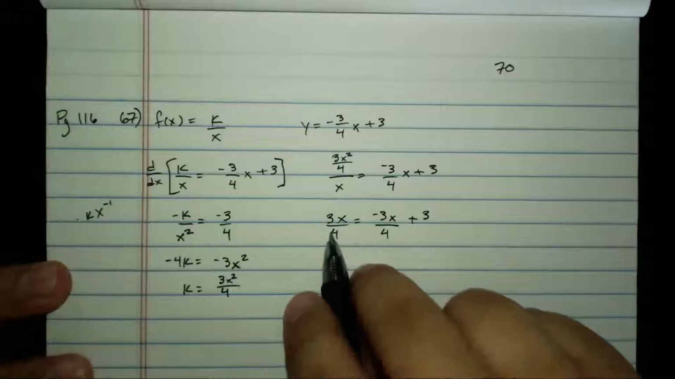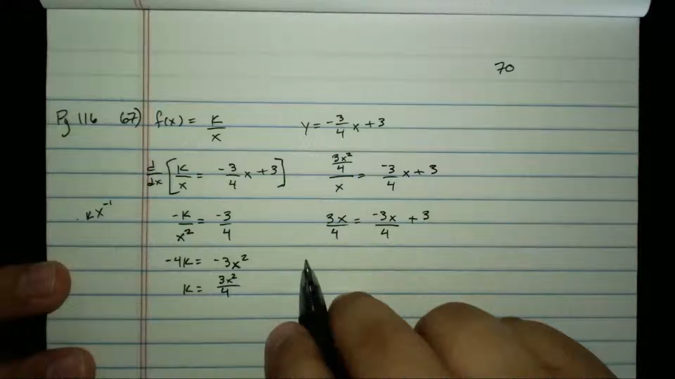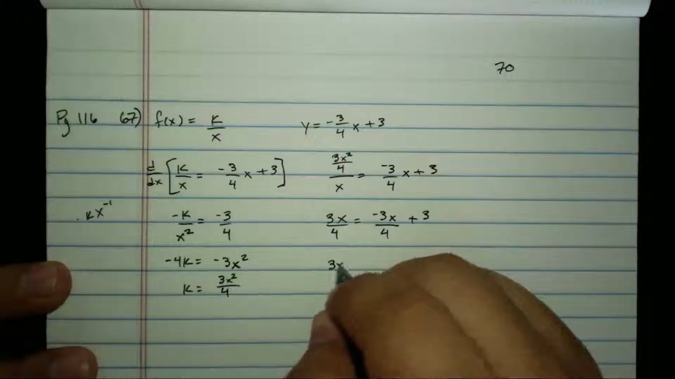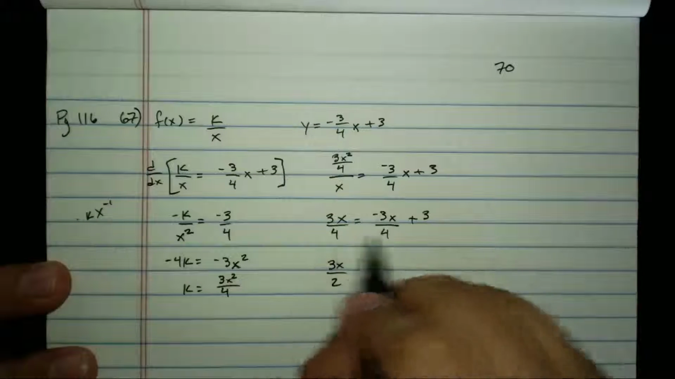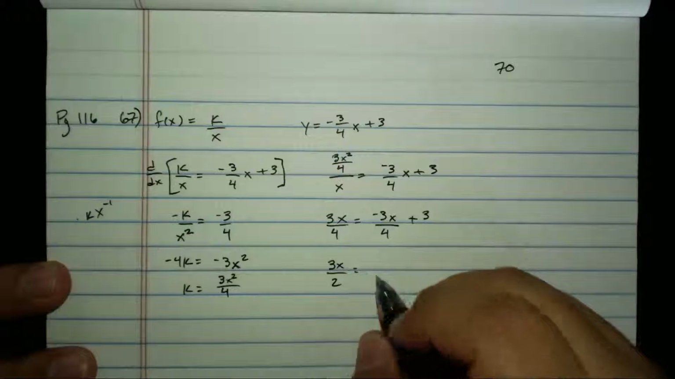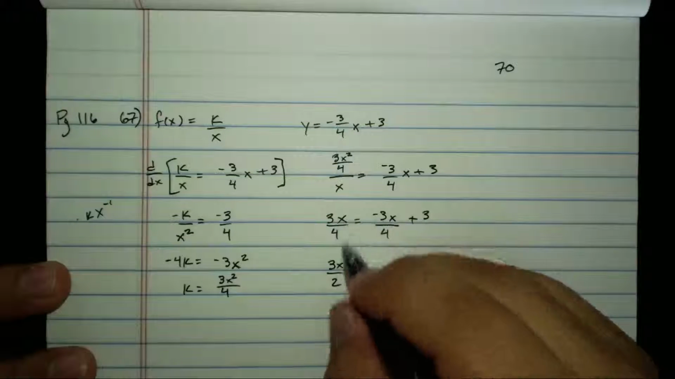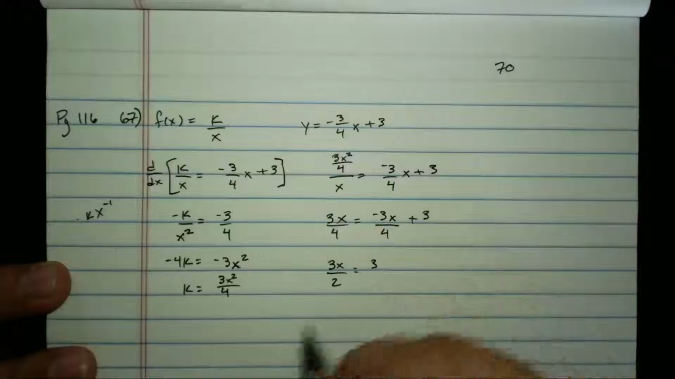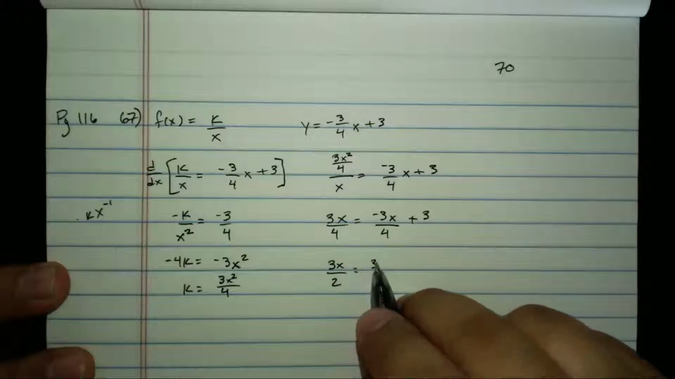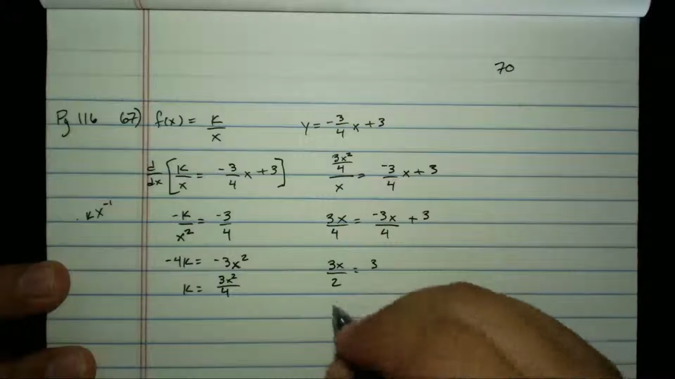Add 3x over 4 to both sides. That would give you 6x over 4, so 3x over 2. When you add 3x over 4 to both sides, you get 3x over 2 equals 3. Multiply both sides by 2. Divide both sides by 3. And you should get what? 6 divided by 3 is 2.